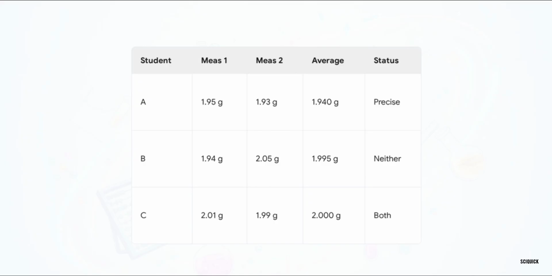Not close to each other, and definitely not close to the truth, so neither precise nor accurate. Finally, student C gets 2.01 and 1.99, which averages perfectly to 2.000. And that right there is the gold standard, both highly precise and perfectly accurate.